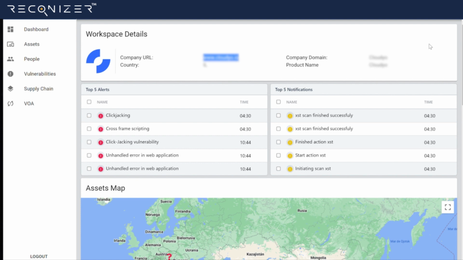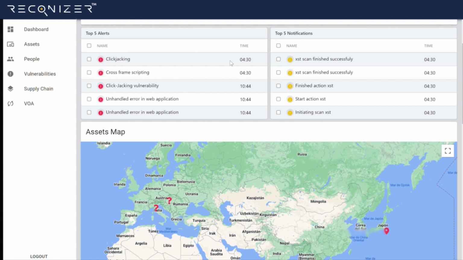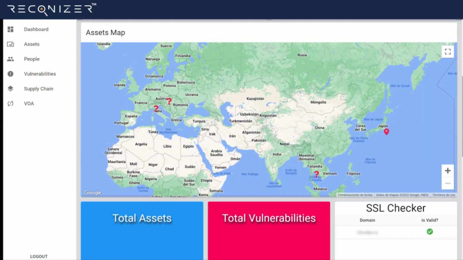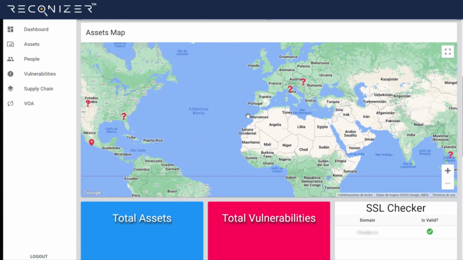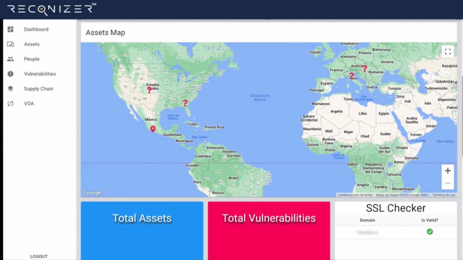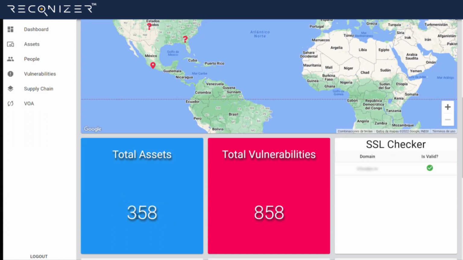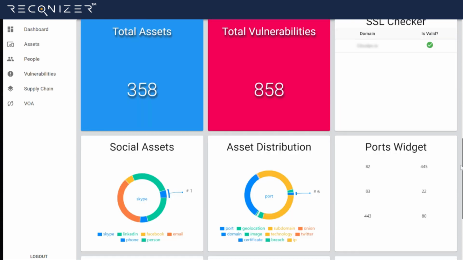We have the top 5 alerts of the vulnerabilities found, and notifications about the scan cycles carried out and actively running. Below you will find widgets that provide us with information on the total assets analyzed, total vulnerabilities found, and social assets related to the domain name. The system also presents us with the analysis of social engineering and cyber intelligence data to process and generate relevant correlations for the customer's digital assets.